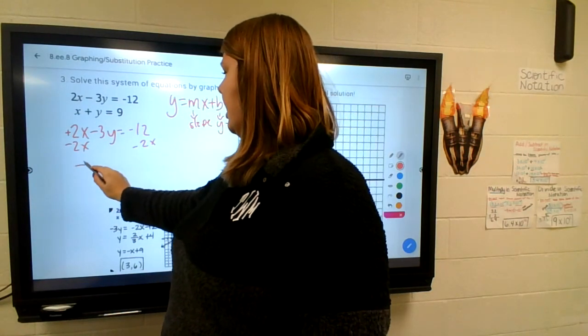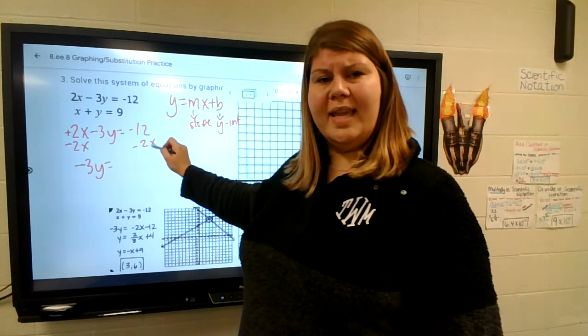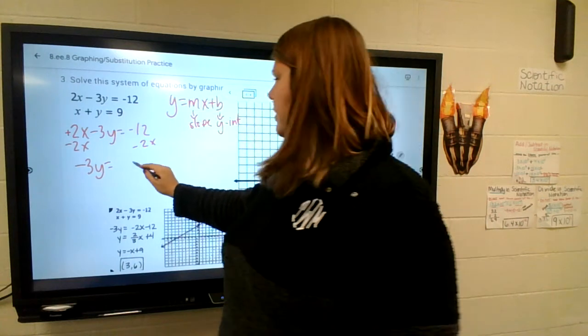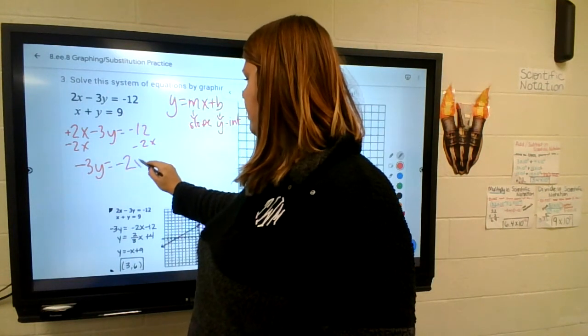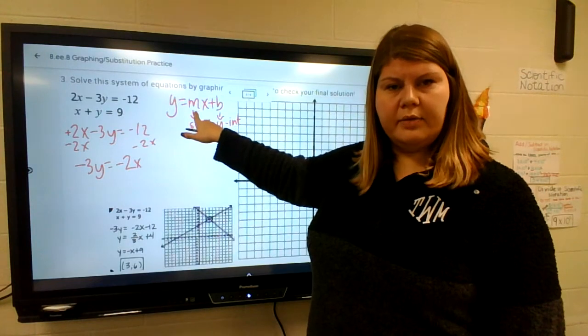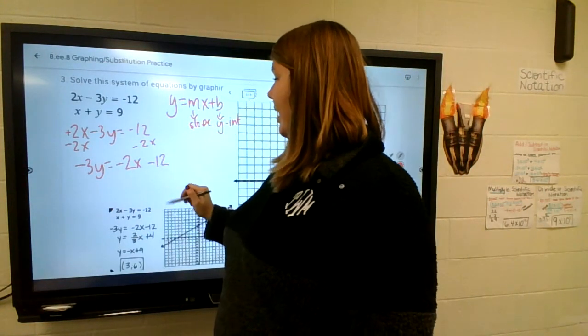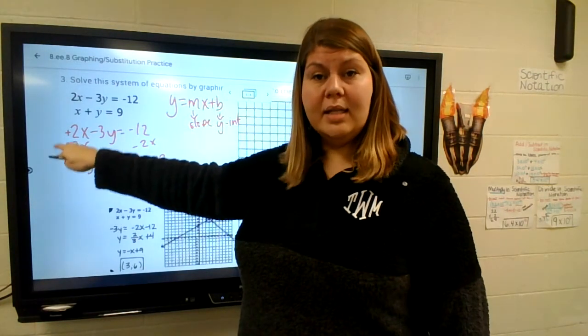This is going to give me negative 3y over here. And these aren't like terms, so I can't combine them, all right? So that's going to give me negative 2x. Notice how I put that x term first because that's how it kind of matches the format here for slope-intercept form. And then I still have that minus 12. Okay, y isn't by itself yet. I need to do one more step.